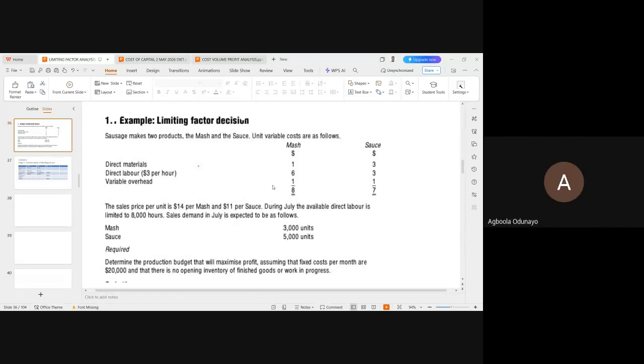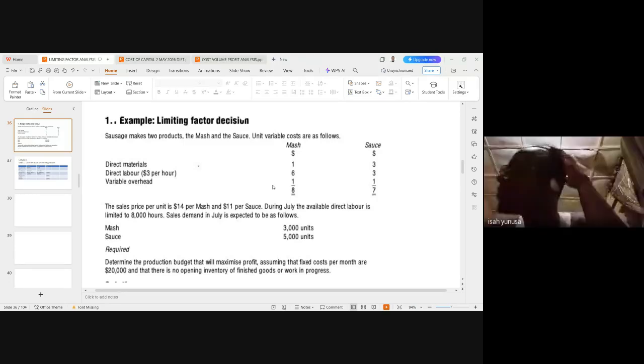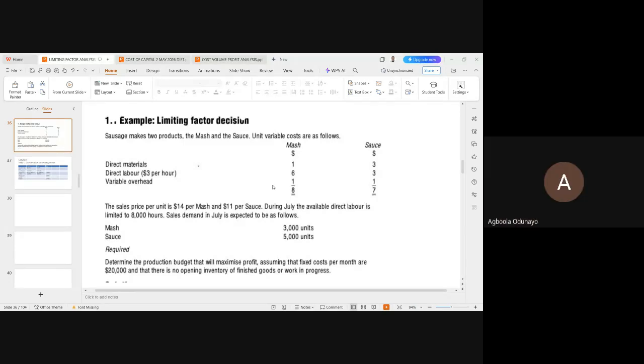Then for sauce, the selling price per unit is 18 naira, while variable cost is 7 naira. Contribution per unit will be 4 naira. Fine. Then let's now proceed. What will now be the contribution per limiting factor?